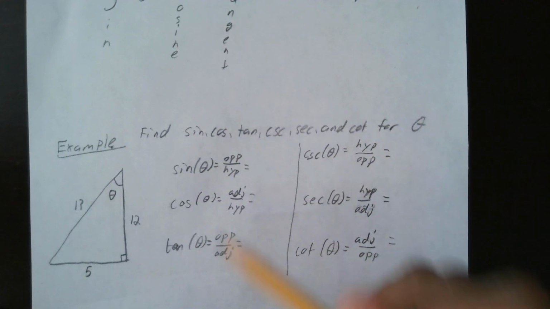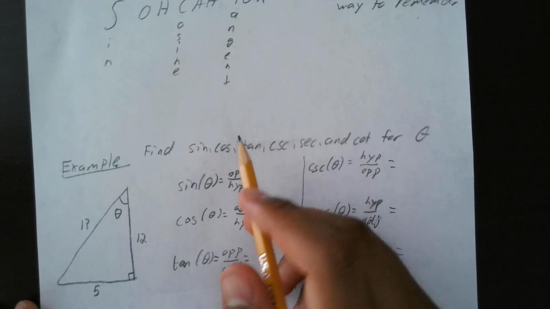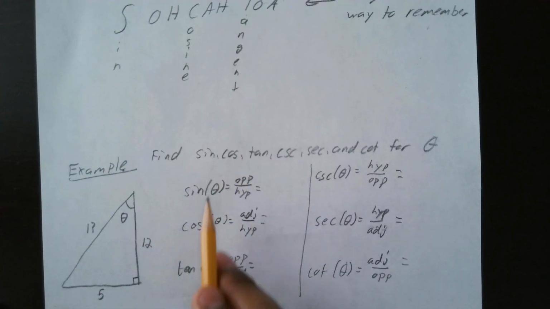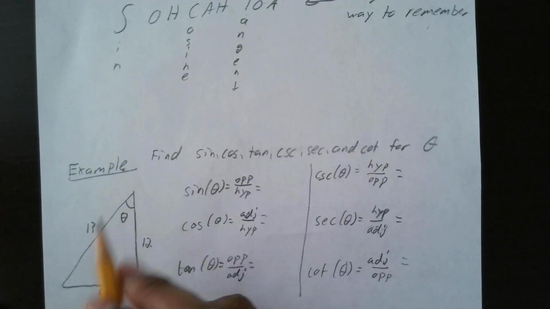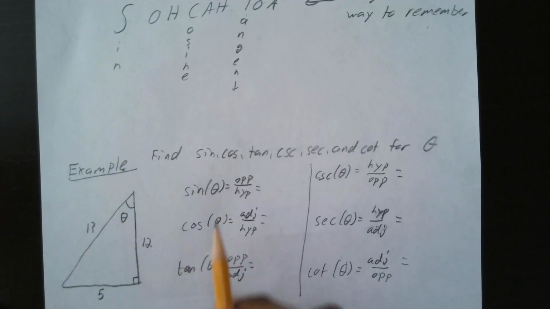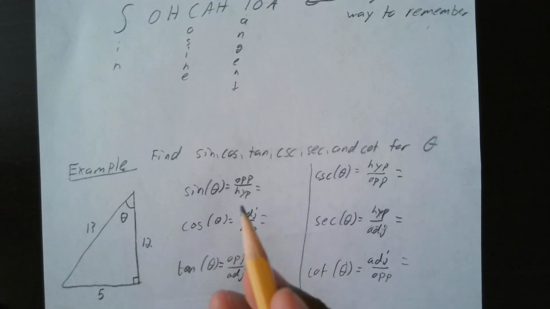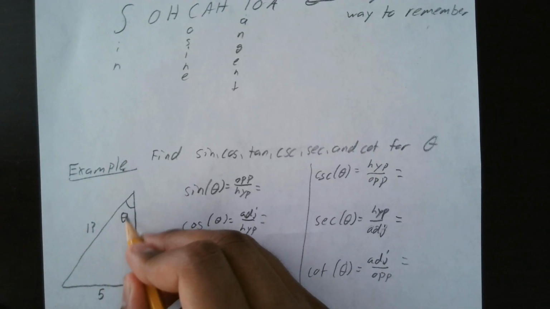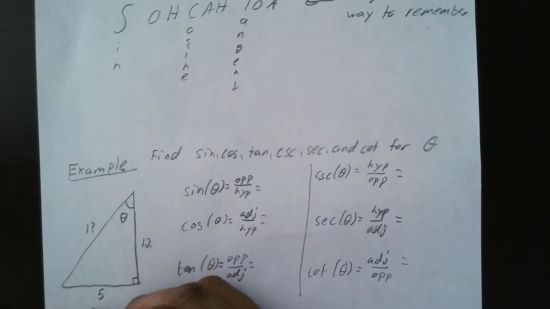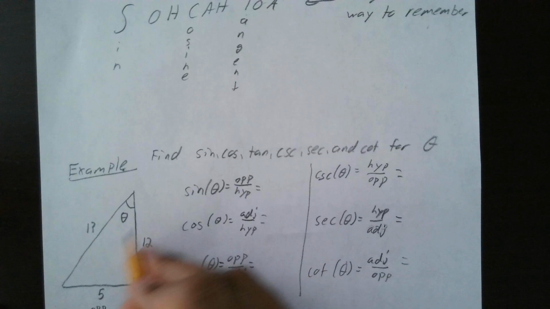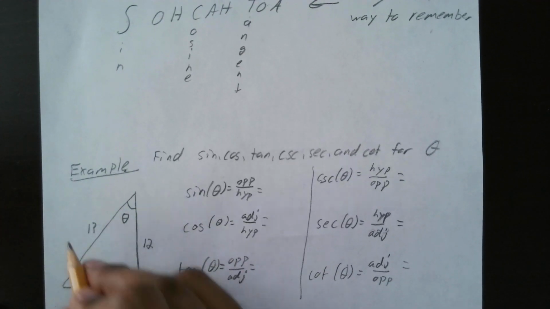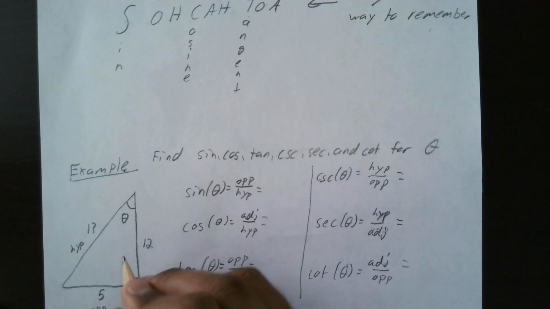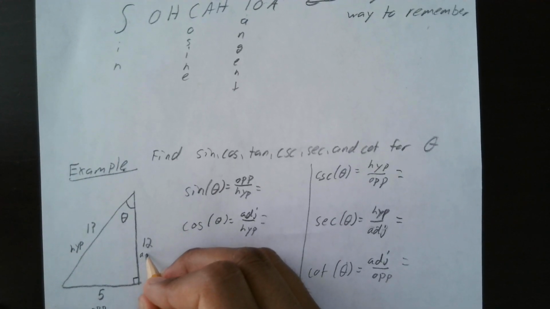Let's practice finding the values of these functions. So we have angle theta, and we want to find all the values of these trig functions. First things first, we need to find our opposite, adjacent, and hypotenuse. The opposite of angle theta would be over here. The hypotenuse is opposite of this right angle, so that would be over here. And then this must be our adjacent side.